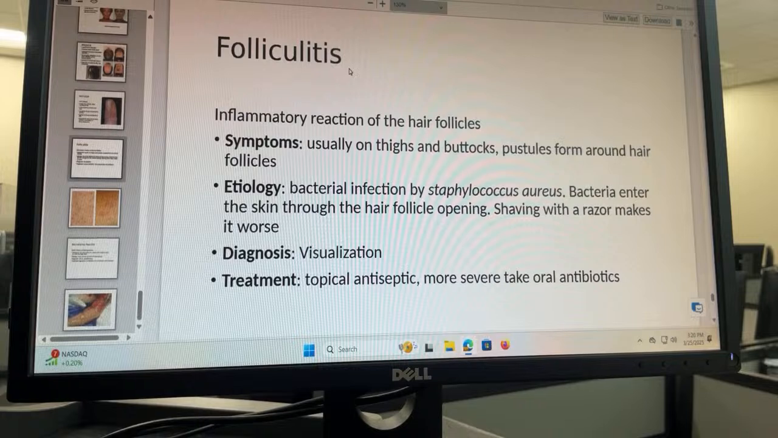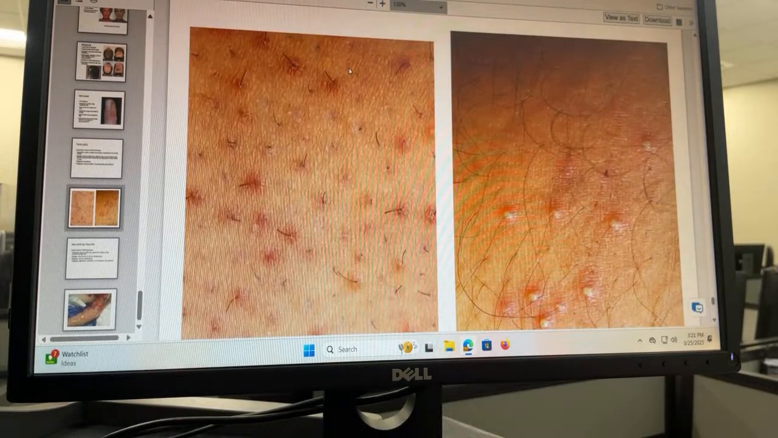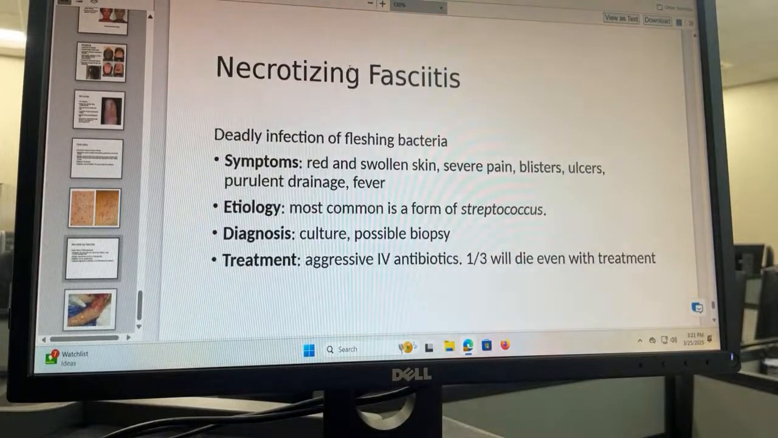Treatment, you can use a topical antiseptic. An antiseptic is something that kills off, prevents the growth of various bacteria. If it's really bad, you can take oral antibiotics to treat the pustules there.